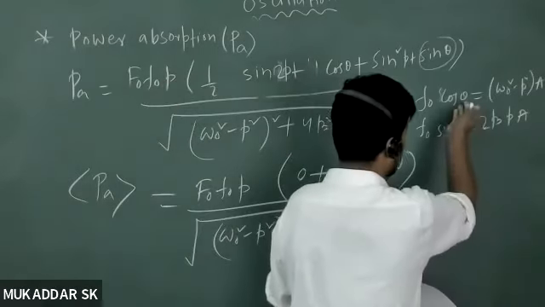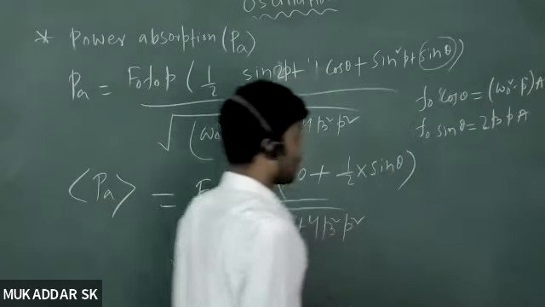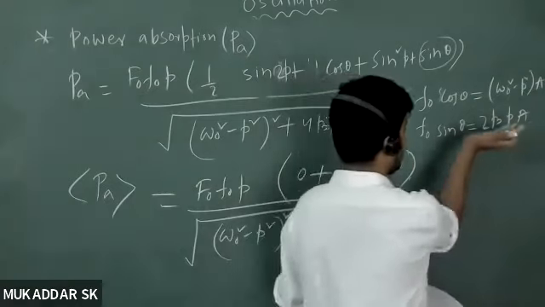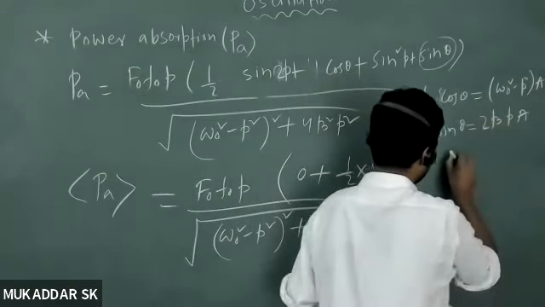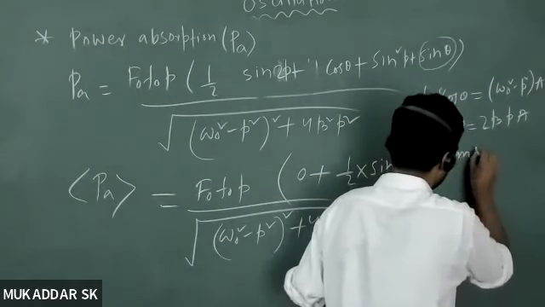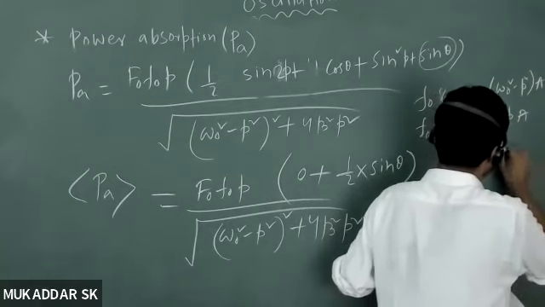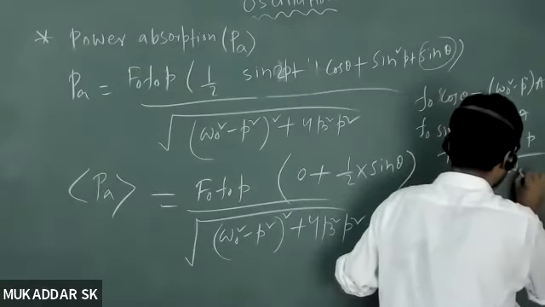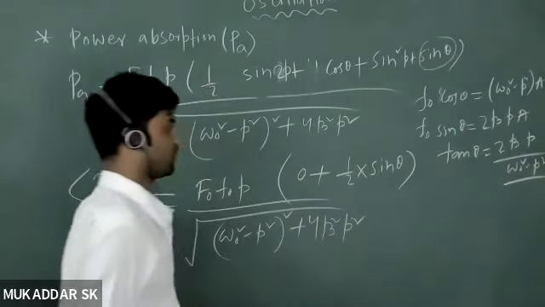Whatever we have discussed yesterday. So f naught cos theta was like this, and f naught sin theta was twice beta p. So from this equation, if I divide this equation by this equation, what will I get? Tan theta will be how much? Twice beta p divided by omega naught square minus p square, right? This will be tan theta.